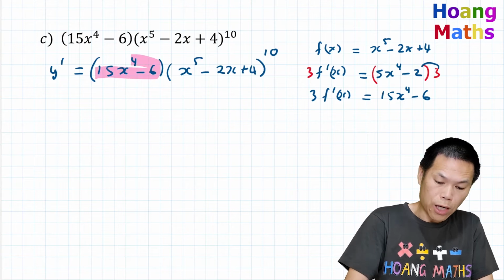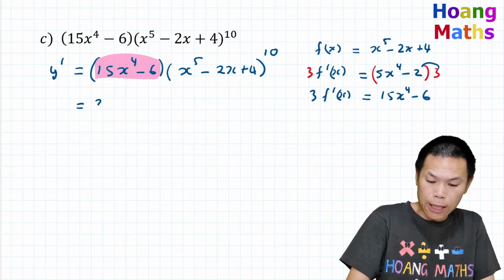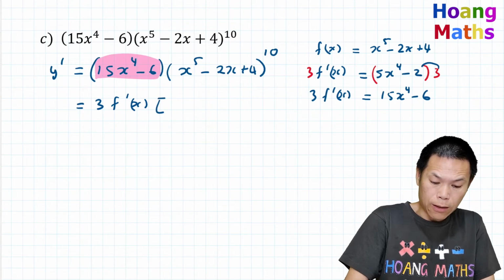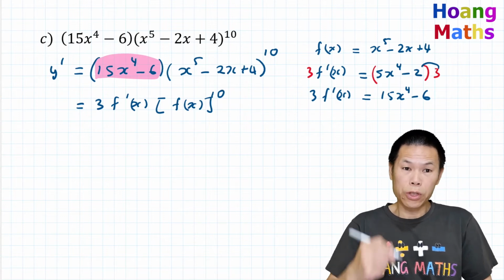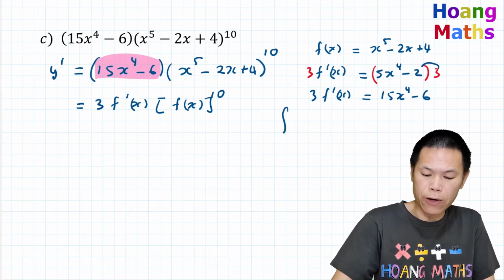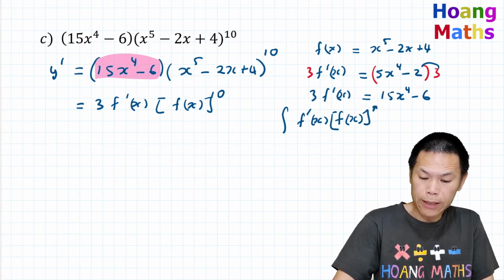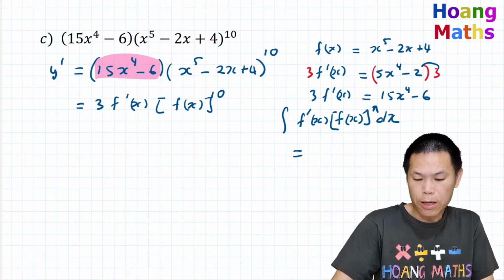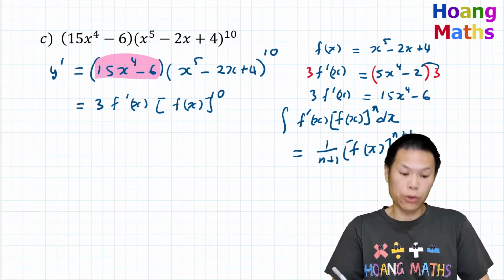So this is 3 times f'(x). So let me just write this down. So that is exactly the same as 3f'(x), and we times by [f(x)]^10. So now we just apply the rule. So we know that we integrate f'(x) times [f(x)]^n dx. So that will give me n plus 1. So that is 1 over n plus 1, [f(x)]^(n+1), and add a c.